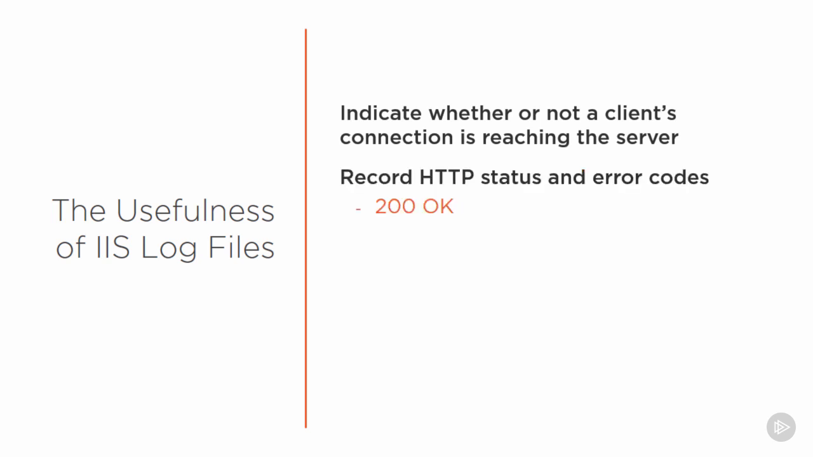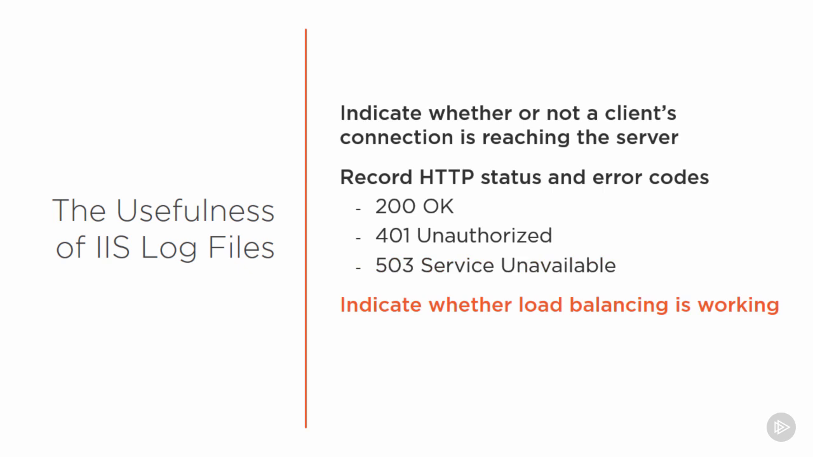A HTTP status code of 200 is good, that means it's okay. 401 typically means unauthorized, or any of the other 40X numbers typically means some sort of authentication problem. And the 503 code means service unavailable, and there's also other 50X codes that typically indicate a server problem rather than a user problem.